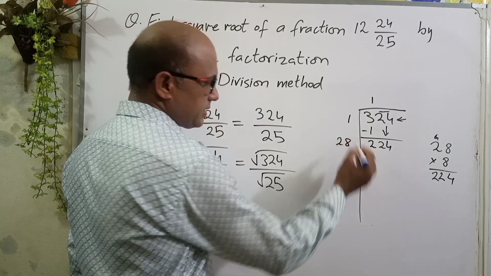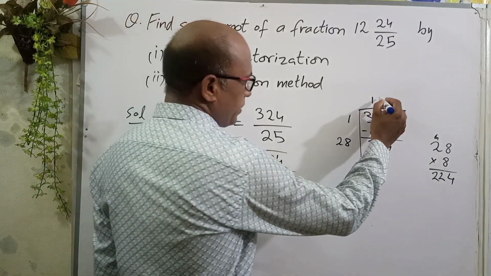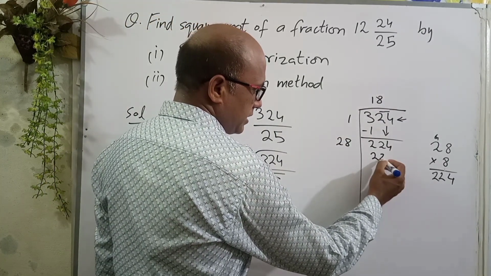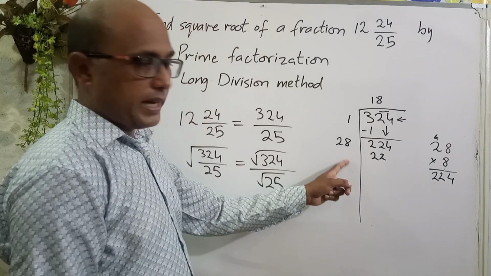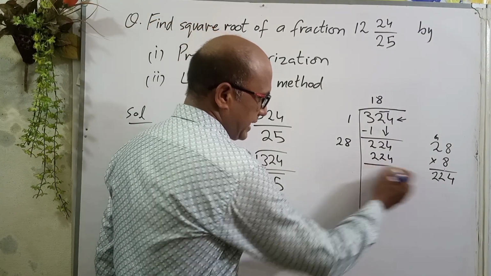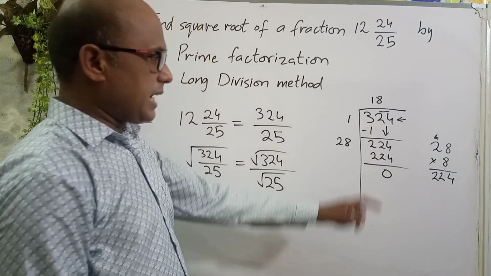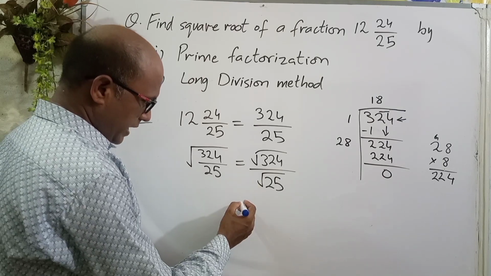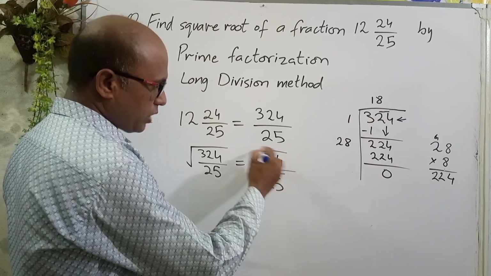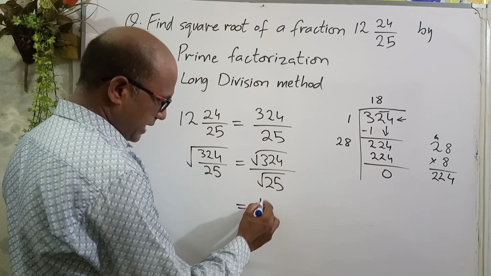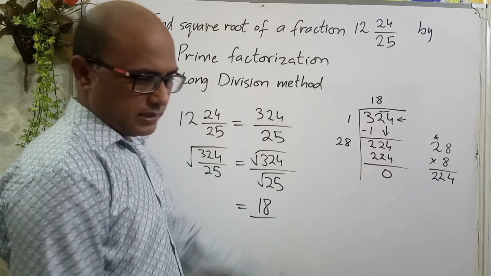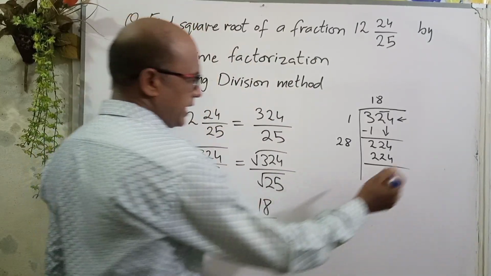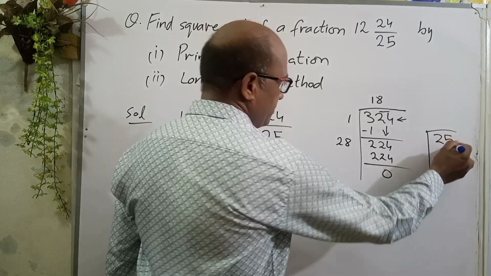So let's write 8 beside 2 and 8 will be written in the quotient, and the answer by multiplying it with 8 we get 224 exact. So this is how to find the square root by long division method. So we have got, students, the square root of 324. We can write here 18, and then now we have to find the square root of 25.